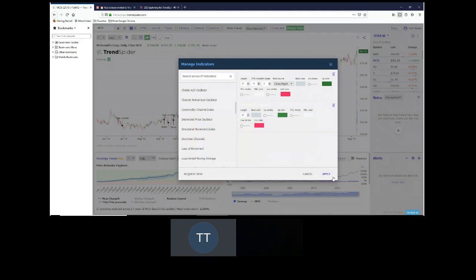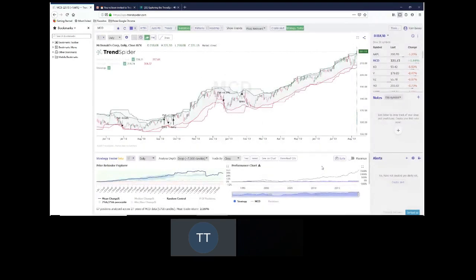So now we have a second indicator and we can apply it. So now you can see the two indicators, and let's go ahead and get rid of all these entries and exits so you can just see the two things.